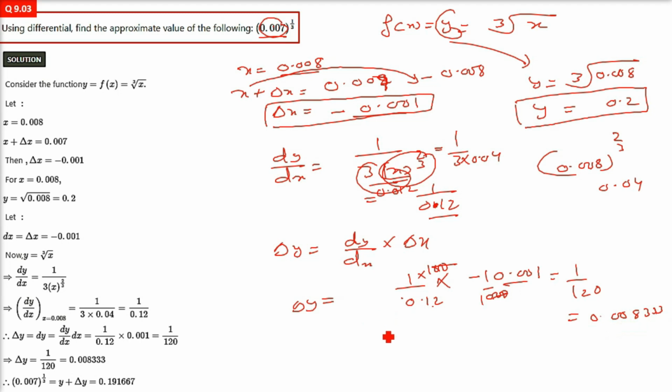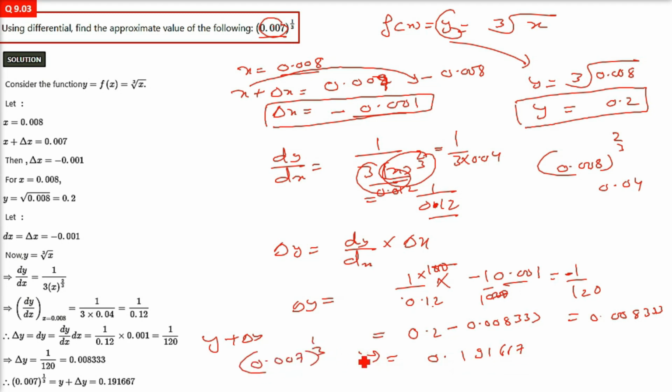And 1 by 120 was 0.008333. Y plus delta y. What was y? 0.2, and this is negative, please remember, so you have to subtract this. Y plus delta y is actually y minus delta y in this case. So 0.2 minus 0.008333 is going to be 0.191667. This is y plus delta y, or you can say 0.007 to the power 1 by 3 is this one.